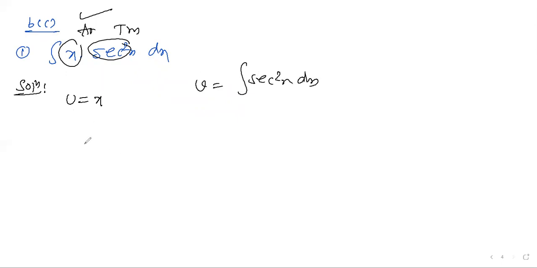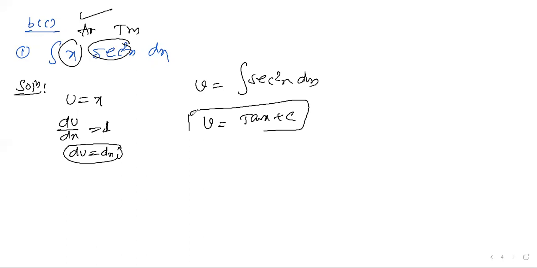Then according to the formula we want du also. So du by dx is equal to what? The derivative of x is 1, right? So du is equal to dx. Then we want v. What is the integration of secant square x? You people have to do it and tell me the answer. Integration of secant square x is tan x plus c. Am I clear? If you don't know the formula, please look into that.